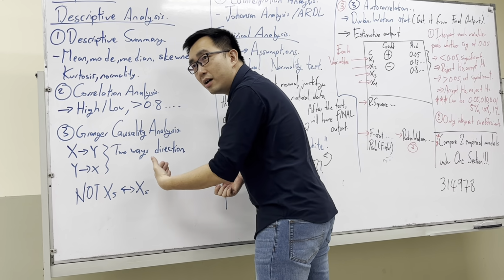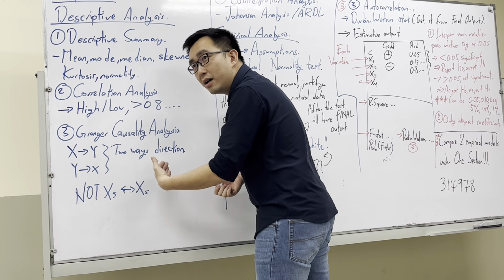We call this a two-way direction analysis. Not only does the X affect the Y, the Y also affects the X. Can understand? Definitely we are not going to do X affecting X. We only focus on X affecting Y, and Y affecting X. So this will be another section. You can label this as 4.3. 4.1, 4.2, 4.3, and then we come to 4.4.